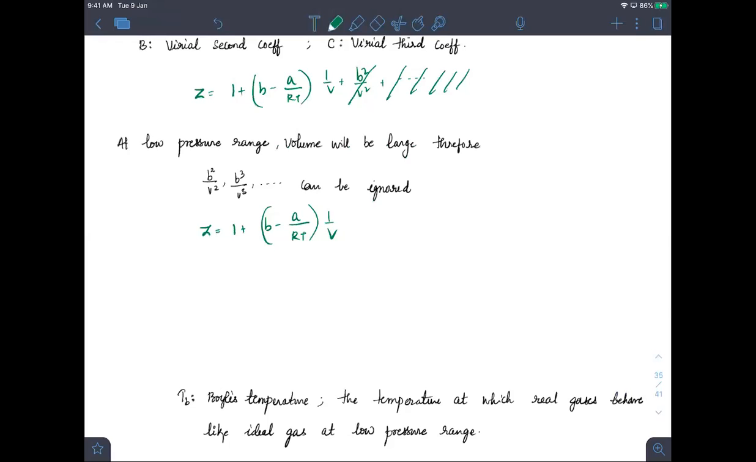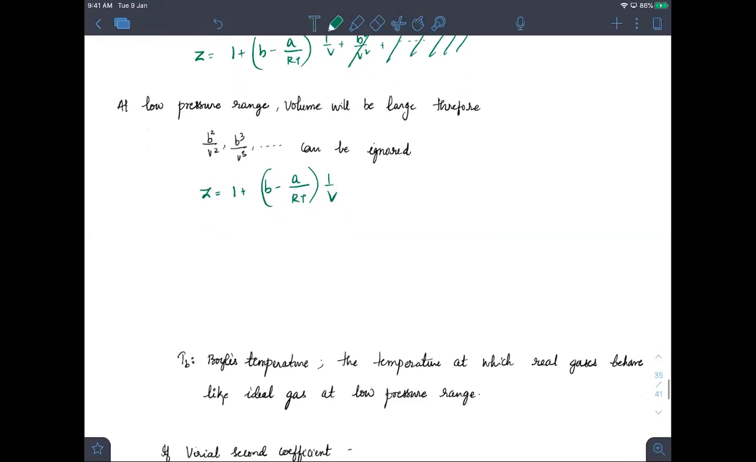Now at low pressures, you can see that at some point, imagine if Z is equal to 1. Then this Z minus 1 becomes 0. So if Z is equal to 1, then b minus a by RT will be equal to 0, which means I'll get a temperature called Tb, which is equal to a by Rb. And this temperature is called Boyle's temperature.